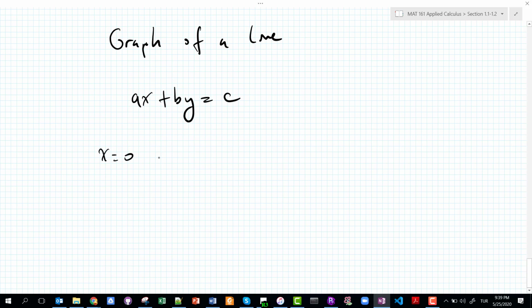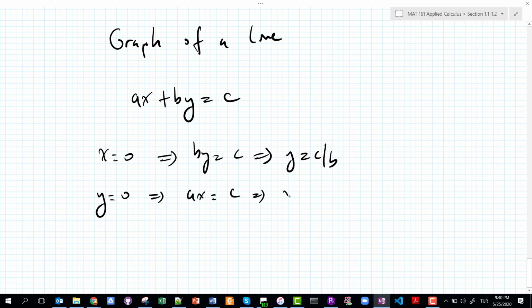Set your x to 0 and find what y is going to be. If I put x as 0 here, by is going to be equal to c, and then y is going to be equal to c over b. I will do the same thing for y. Set y equal to 0, and this time ax equals c, and x is going to be equal to c over a.